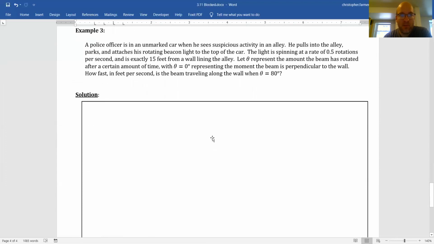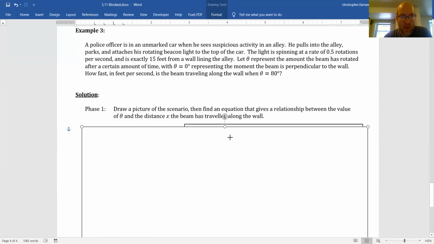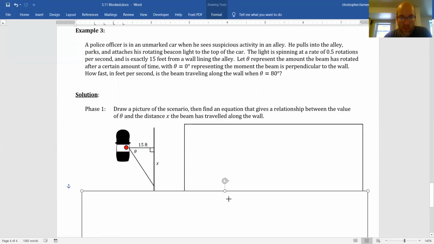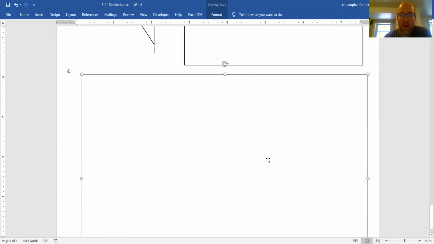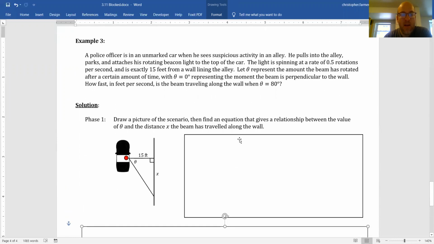But in our last example here, I'm just going to show you the pictures. You read through this or I talk through it. As before, our first objective, since we're not going to be given an equation to work with immediately, is to draw a picture so we can make our own equation.